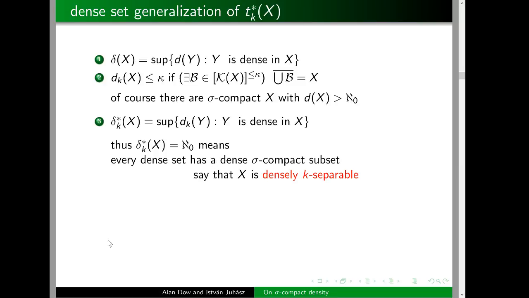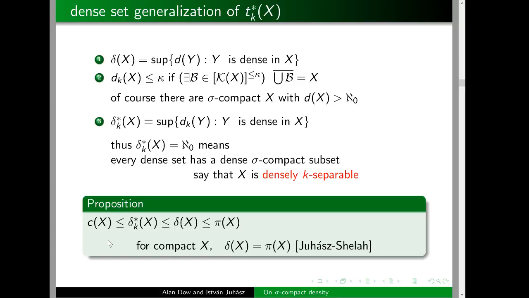We were actually calling them Van Mill spaces, but I didn't have a good name for a paper, so we call them densely k separable now. Densely k separable means every dense subset has a sigma compact dense subset. That's what densely k separable means. Every dense subset has a sigma compact dense subset.